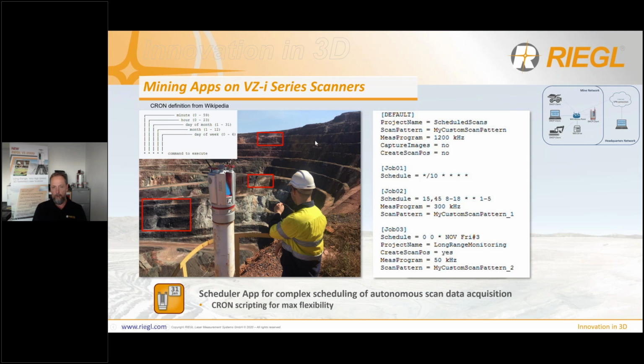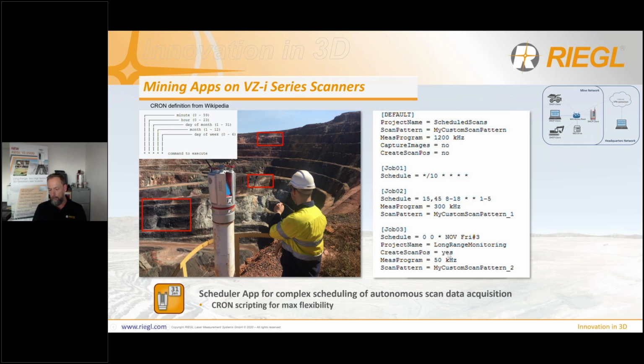Job 01 was the one for every 10 minutes. If nothing else is defined within that job, it's using the default parameters here. Job 02 is for that area, but here we change the measurement program, so it's overruling the default section, and we're using a different scan pattern. And for job 03, we even define a different project name, and we want to create a new scan position on each scan every year, because it's not exactly the same scan position. So again, we can define that here, overruling the default section.